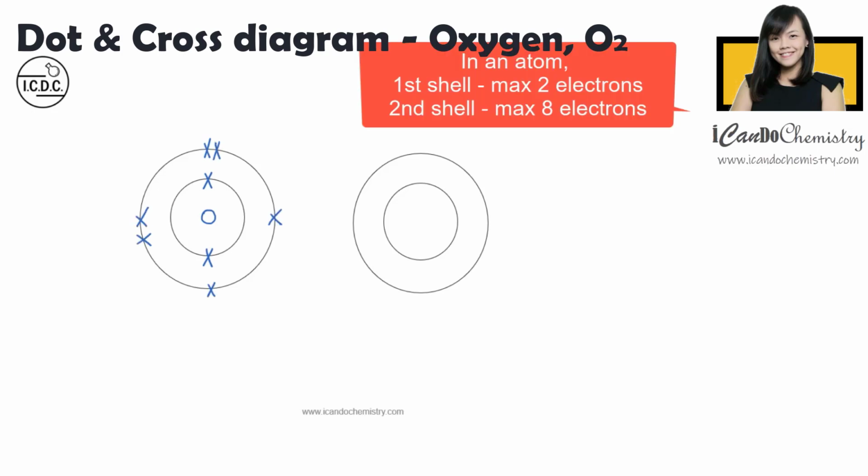Now based on the chemical formula, it is O2, so I have another oxygen that I'm going to draw here, and let's use dots to represent the electrons. Alright, so again, the first shell has 2 electrons, then the second shell will have my remaining 6 electrons. So now each of them has 6 electrons in its outermost shell. So each of them needs 2 more electrons to attain the noble gas electronic configuration, which for the second shell, they must have 8 electrons.